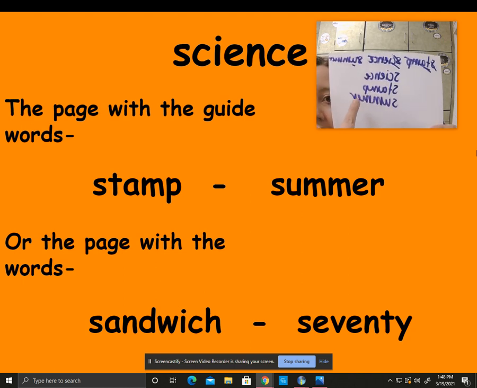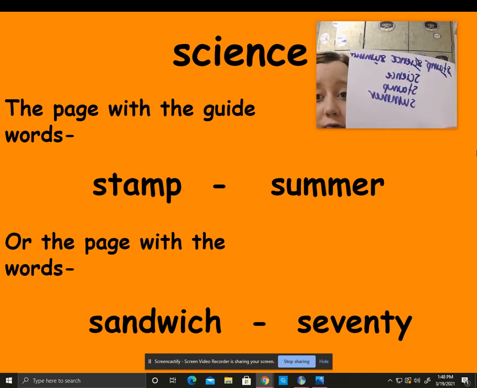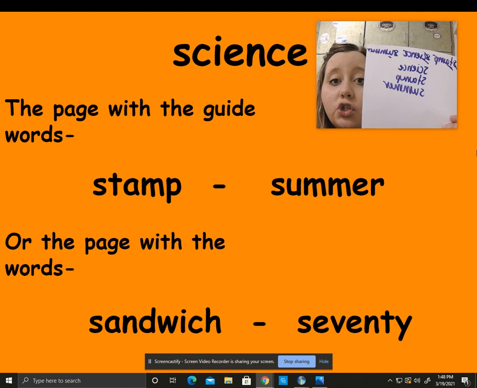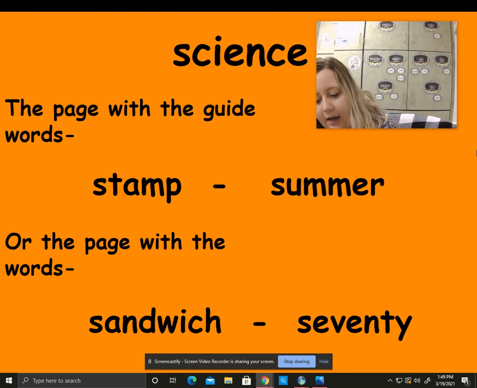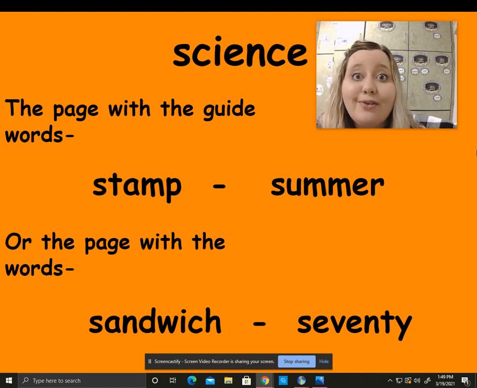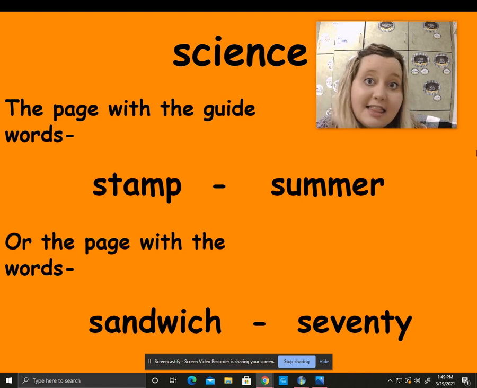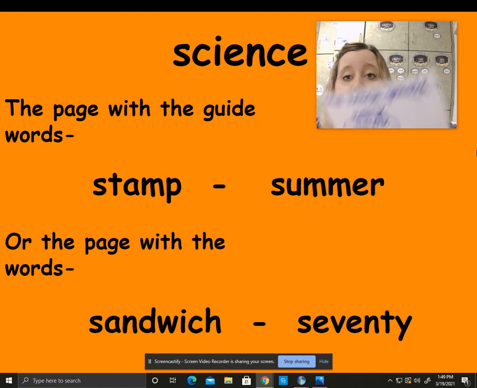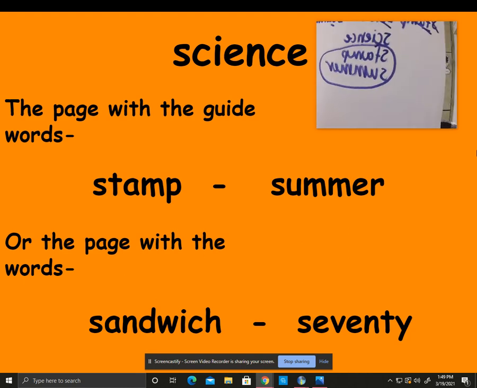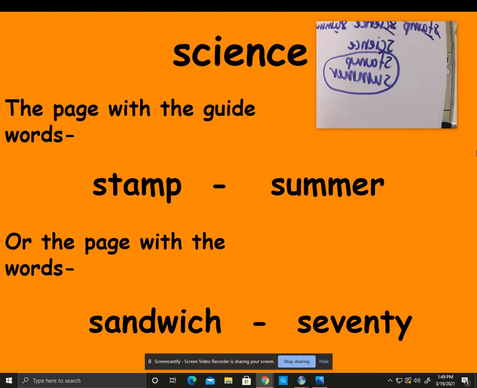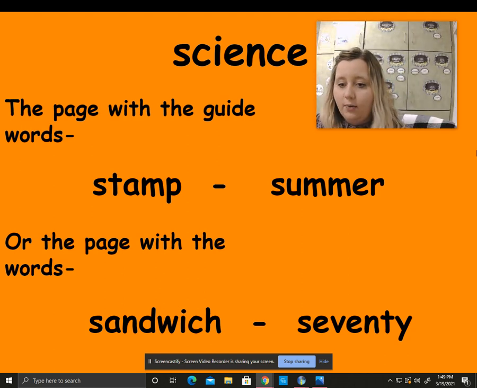Then stamp, then summer. Now, to find if a word would be on that same page, we circle the guide words. My guide words are stamp and summer. If science is in the middle of those, then that is correct. If science is not in the middle, like an Oreo, then it's not correct. Was science in the middle? No, it was not. So that would not be it. Let's check our other one.